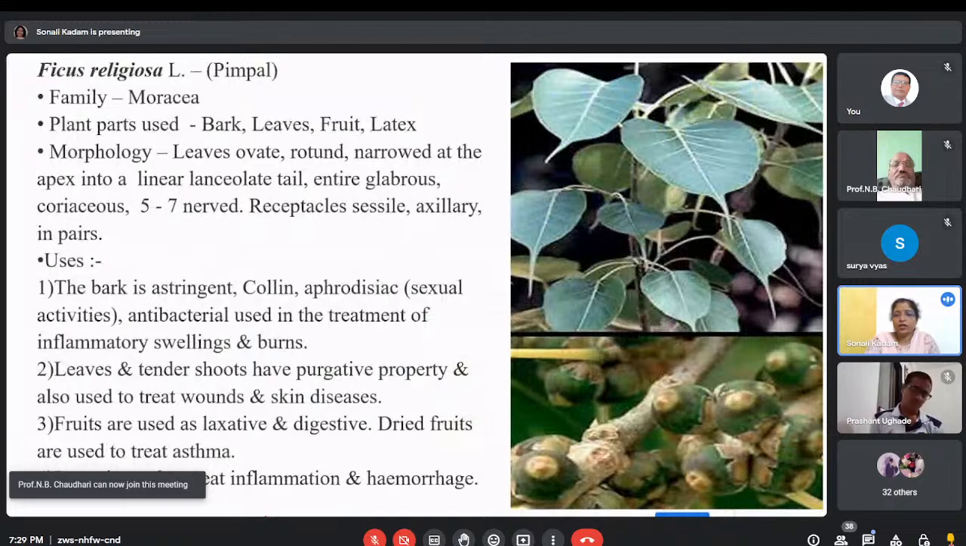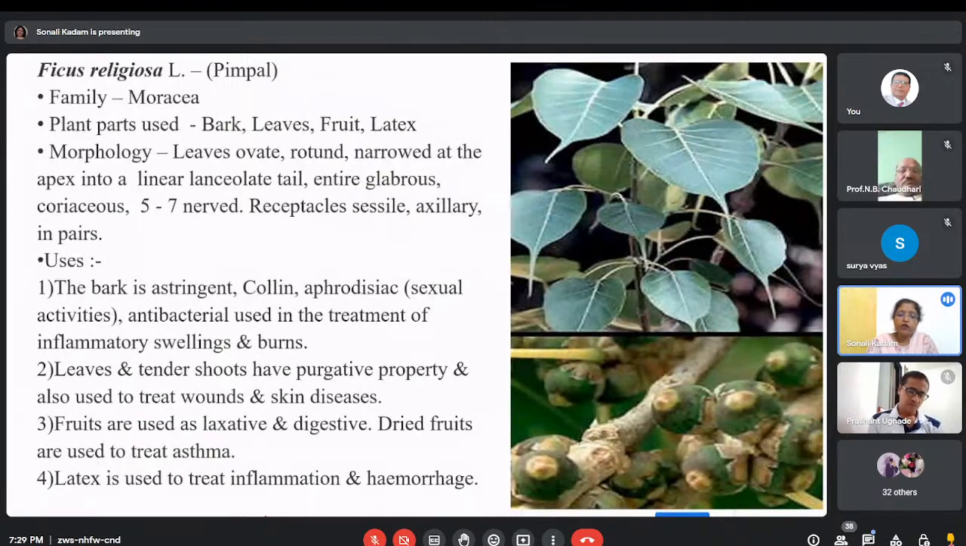Then pimple. We call it the pimple tree. You must be knowing this. Very commonly we have this. It is used as an astringent. Then it is antibacterial in nature. Then it has a purgative property.